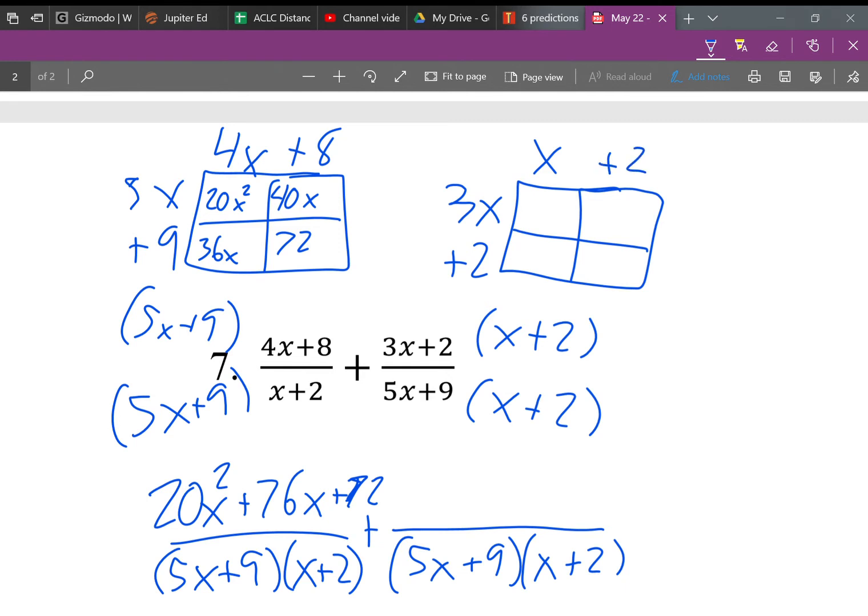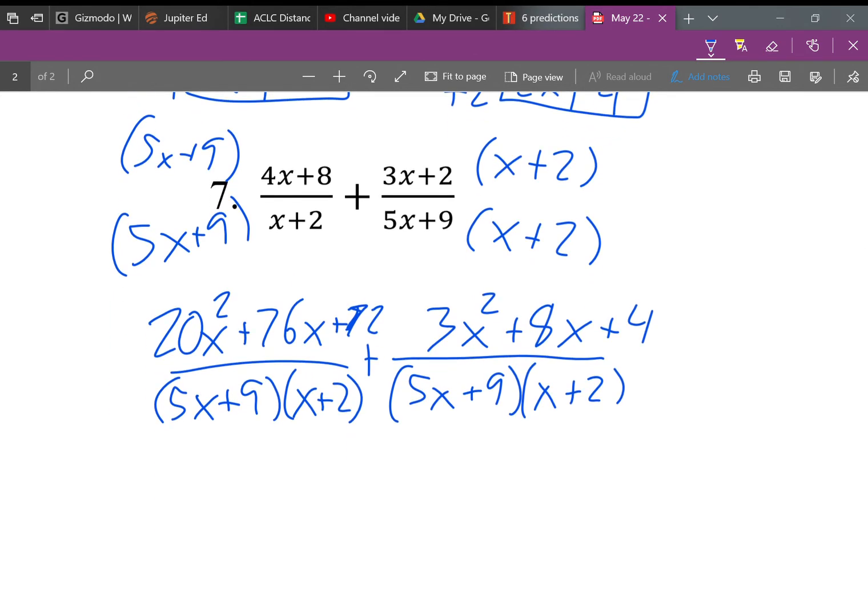So what do I get here? 3x times x is 3x squared. 3x times 2 is 6x. 2 times x is 2x. And 2 times 2 is 4. So again, the 3x squared doesn't have a partner. The 2x and 6x make 8x. And then that 4 comes down unchanged.